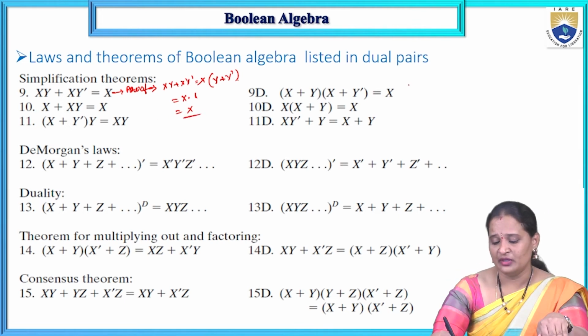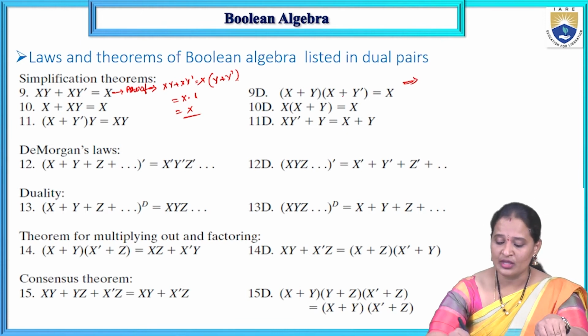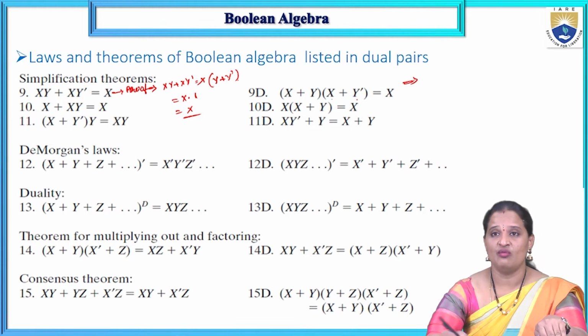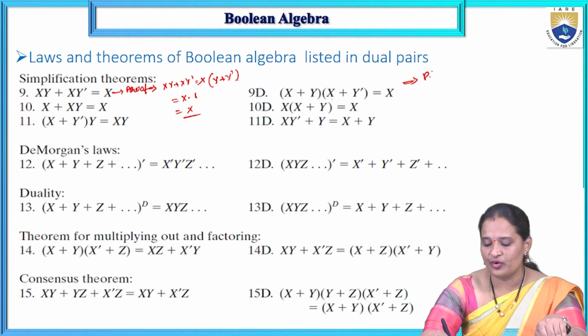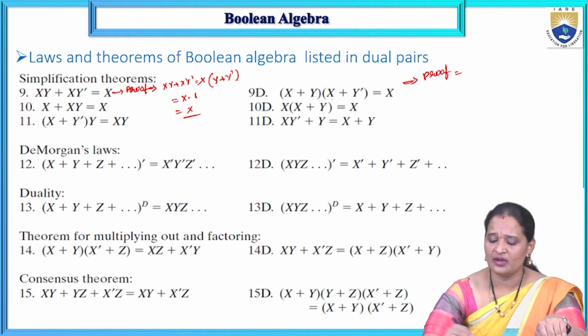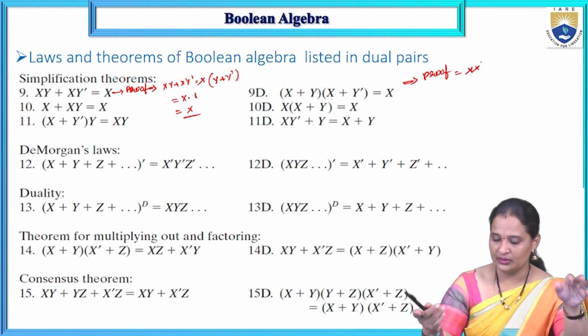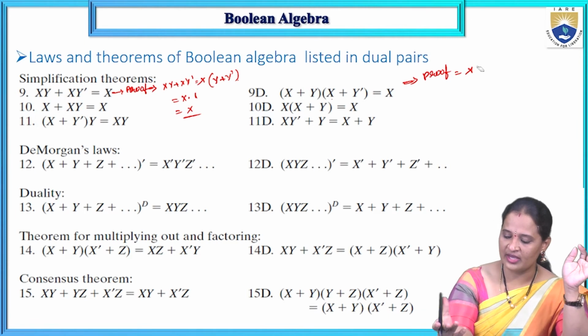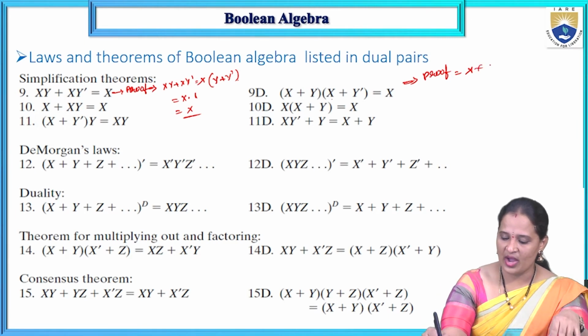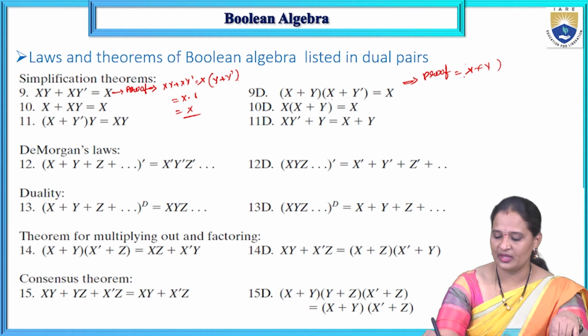Now let us see the proof of this one. So x plus y into x plus y complement. For proving this, I'm just multiplying this. That is x into x. Here x plus y into x plus y complement.